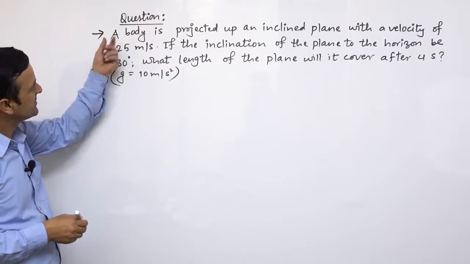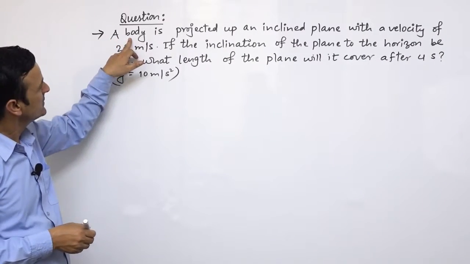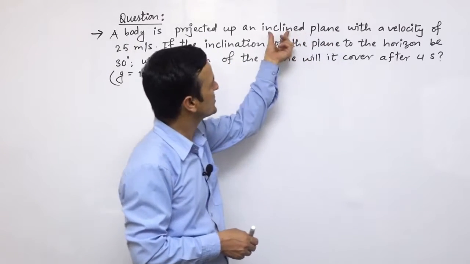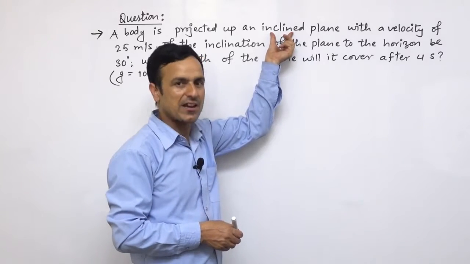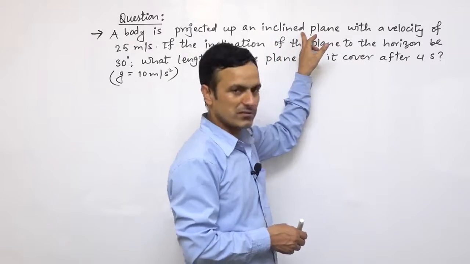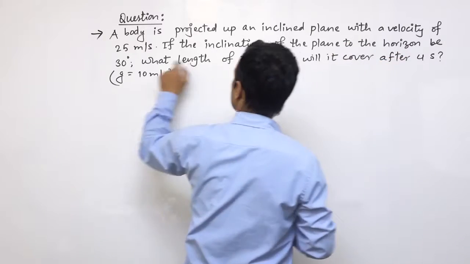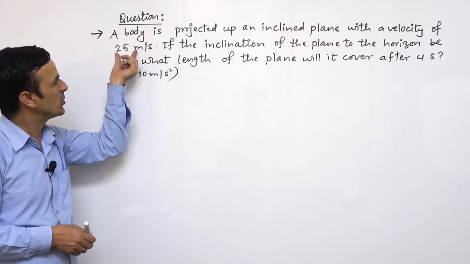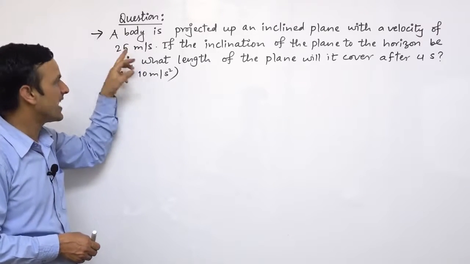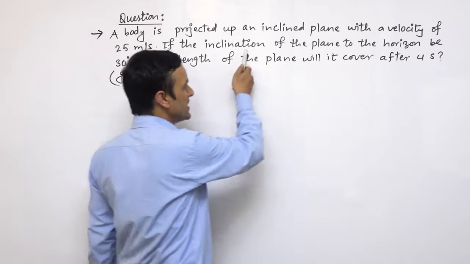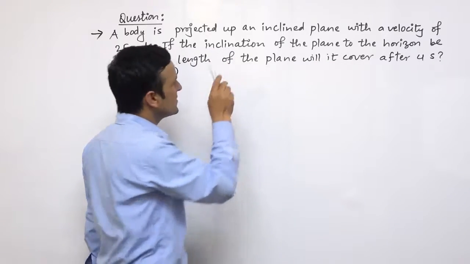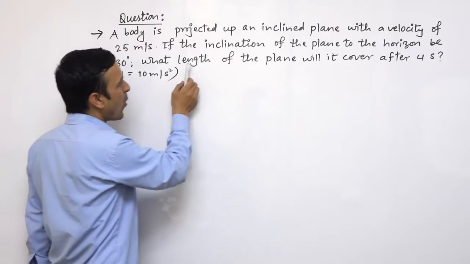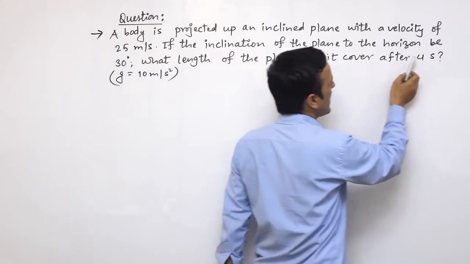Now we are dealing with this question. The question is: a body is projected up an inclined plane. So this is a question based on motion on an inclined plane, with a velocity of this one. So this is the initial velocity, that means u, and the inclination of the plane. So angle of inclination is denoted by theta, which is given in degree. What length of the plane will it cover after 4 seconds?